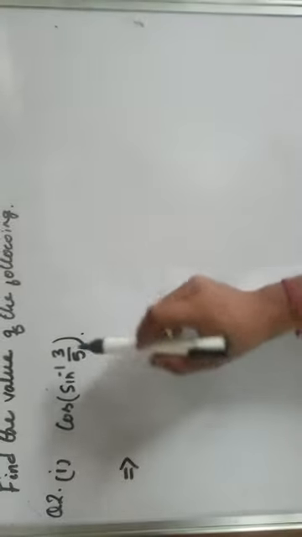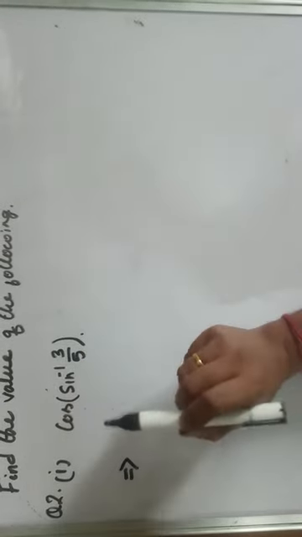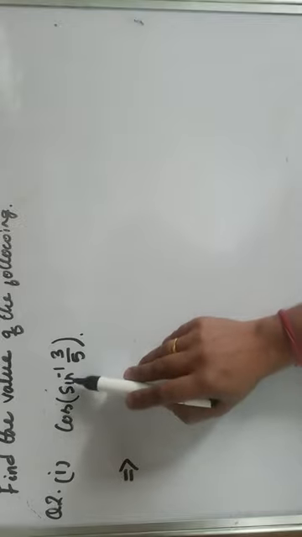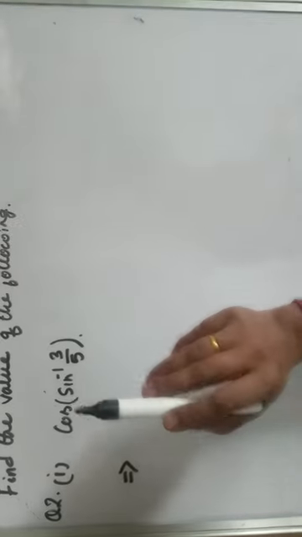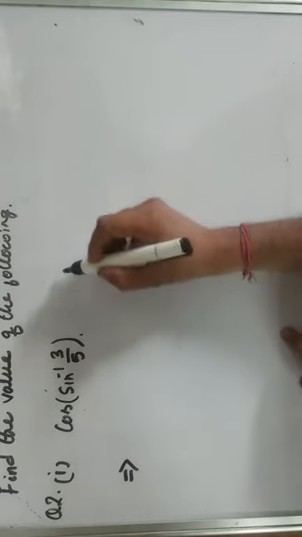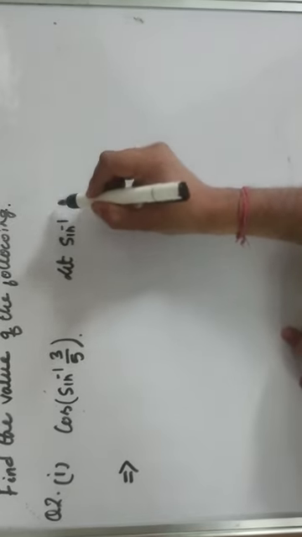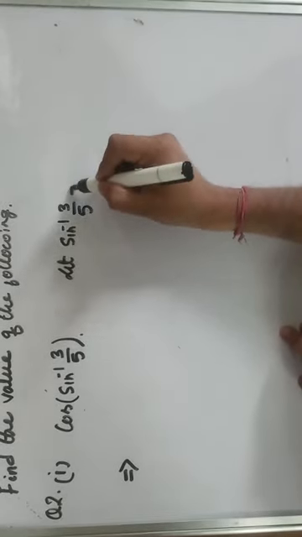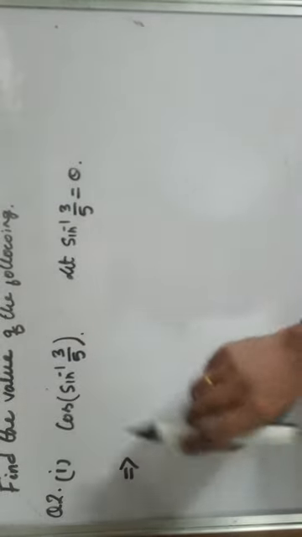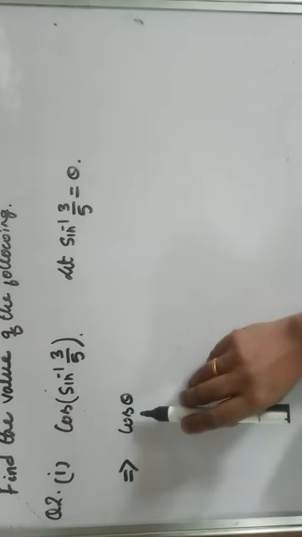Now again we'll discuss another problem. Over here no angles are given. This is cos of sine inverse 3 by 5. Now there are two dissimilar functions over here: one is cos, another is sine. For this kind of question you have to convert the cos in terms of sine. Now let sine inverse 3 by 5 equal theta. If this quantity is equal to theta, then this is cos theta.